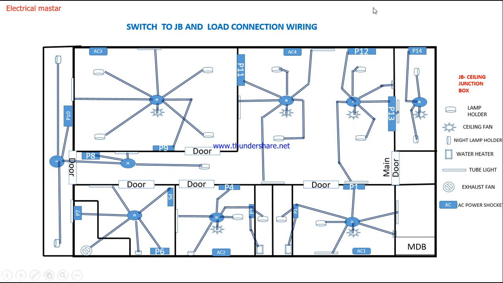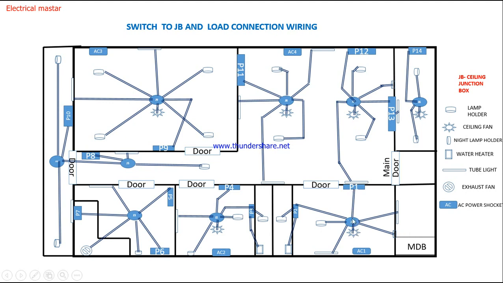It means now the JBs have received the power and the ACs have received the power. So now we need to split that power to the individual loads, for example lamp holders, ceiling fans, night lamp holder, water heater, tube light, exhaust fan, AC, like that. Each load component needs a power supply connection from the JB. For example, you can see here room number 1. This J1 receives power from the main DB already. I put a separate conduit.